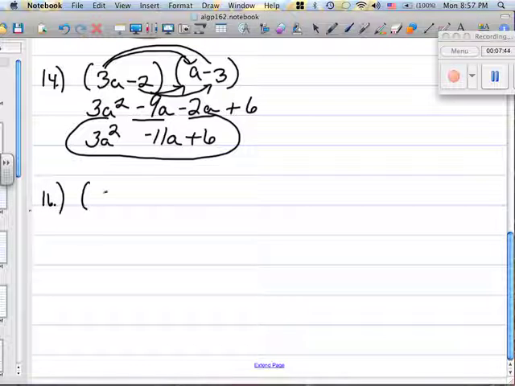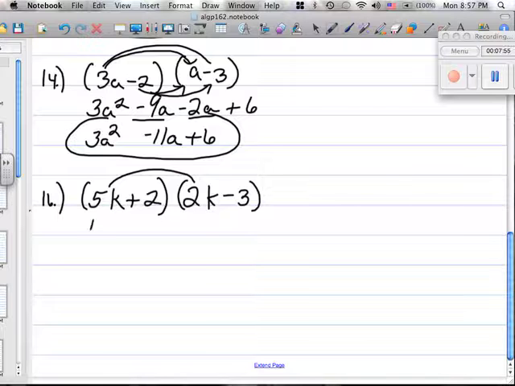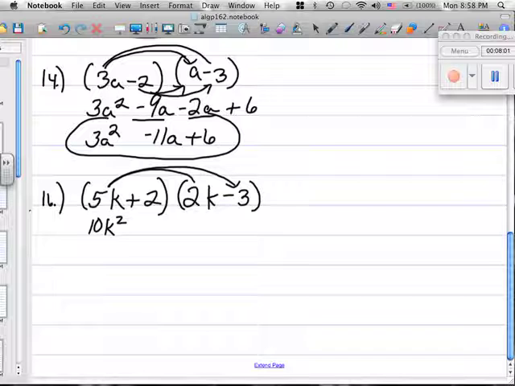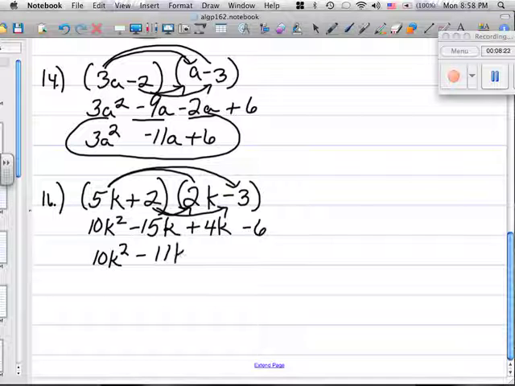Problem number 16, you have 5k plus 2 times 2k minus 3. First terms, 5k times 2k is 10k squared. Outer term, 5k times negative 3, negative 15k. Inner term, positive 2 times 2k is plus 4k. And last, positive 2 times negative 3 is negative 6. Collecting like terms, we have 10k squared minus 11k minus 6.